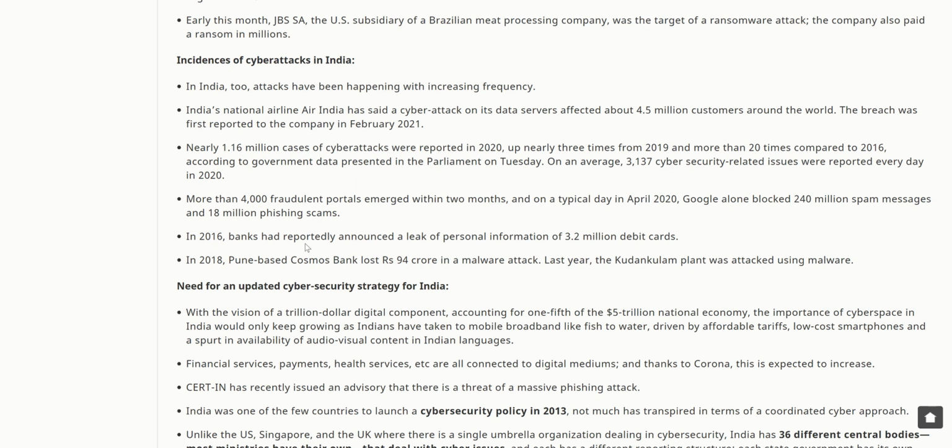In 2016, banks had reportedly announced a leak of personal information of about 3.2 million debit cards. In 2018, Pune-based Cosmos Bank lost Rs 94 crore in a malware attack. Last year, Kudankulam plant was attacked using malware.